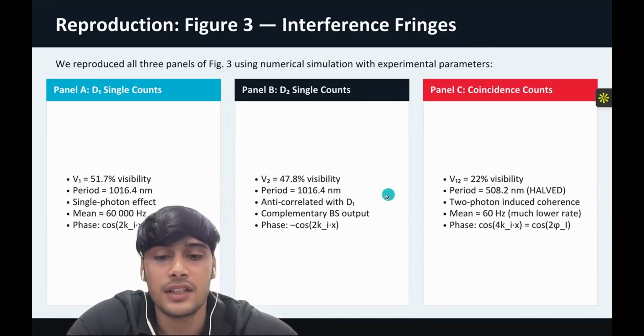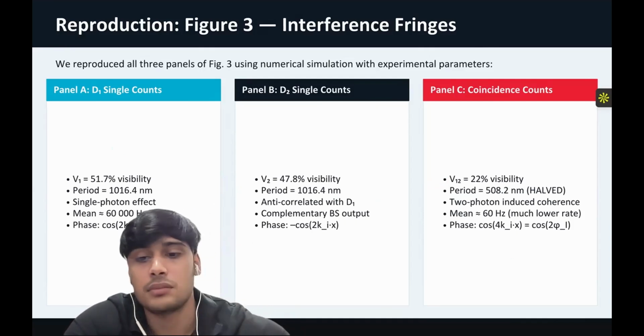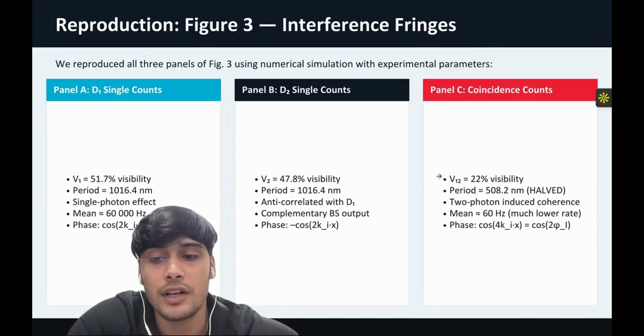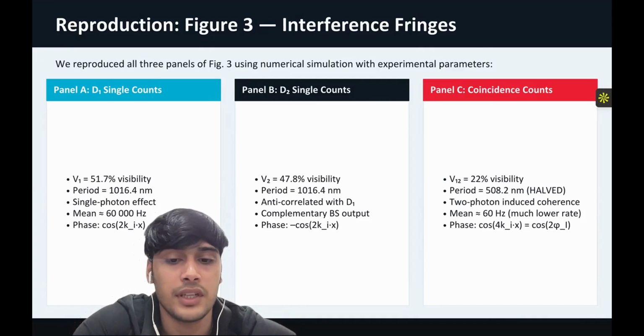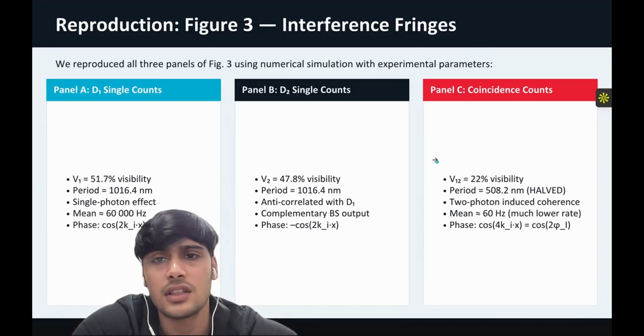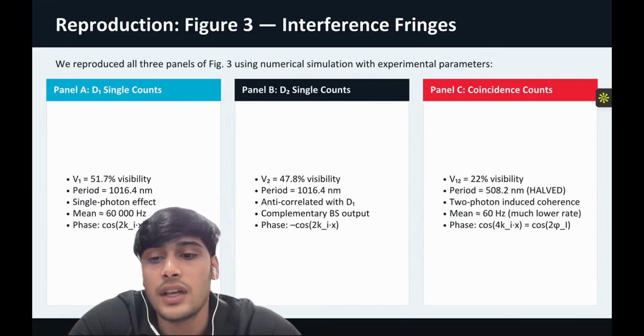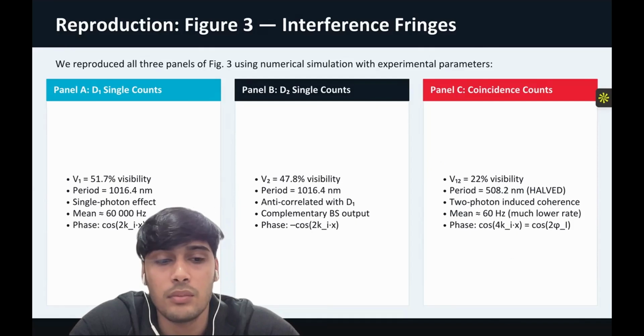And panel C is where the new physics is. The coincidence count rate between D1 and D2 shows a fringe with period 508.2 nanometer, exactly half the single photon period. The halving is the 2 phi I modulation, and the visibility is 22% lower than the single photon case due to the imperfect idler mode overlap. The mean count rate is also dramatically lower, about 16 hertz versus 60,000 hertz for single counts, because coincidences require the simultaneous generation of two photon pairs, which is a much rarer event.